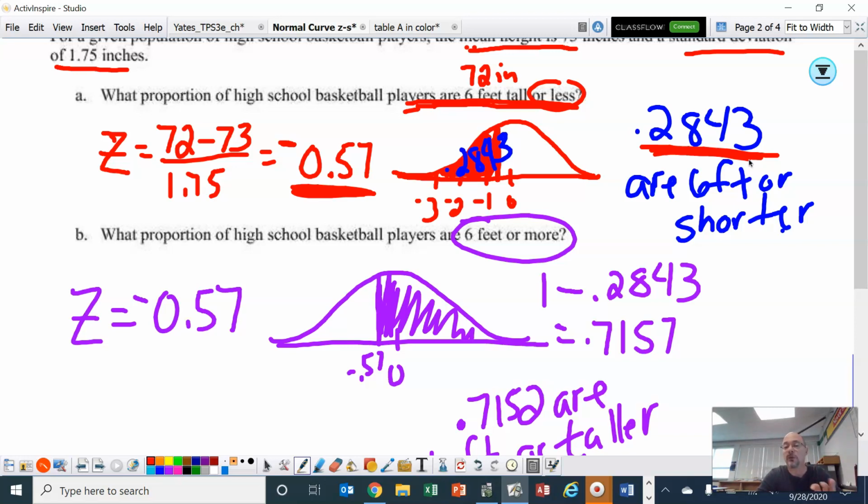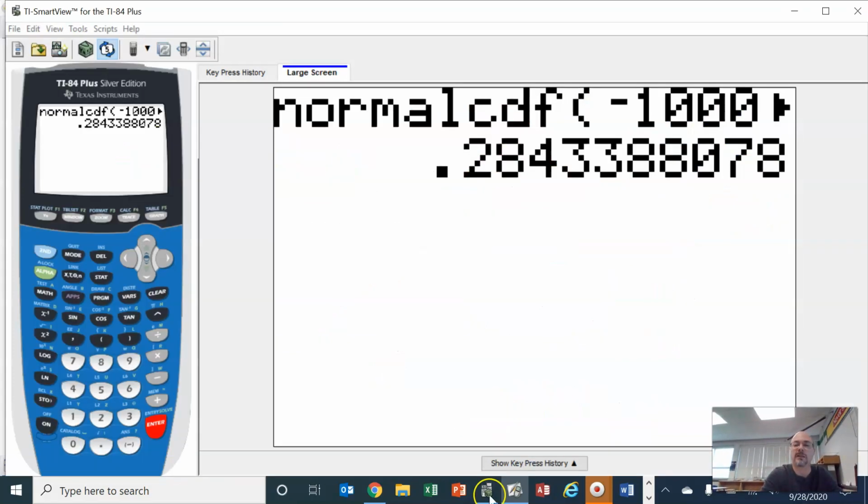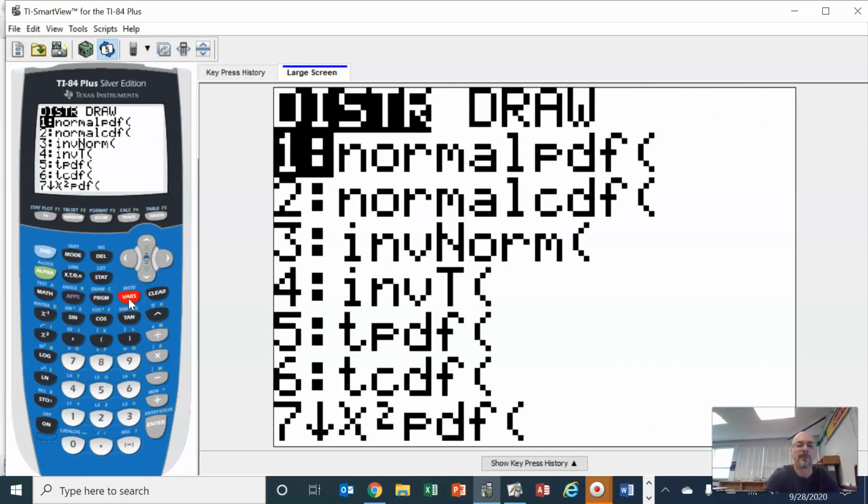And this way, you don't need to worry about having to ever subtract from 1 like we do with the purple one. Let me demonstrate. So with the purple one, ladies and gentlemen, the negative 0.57, that is your low Z value. Okay, so let's go back to the calculator. I'm going to start that again. I'm going to go second VARS. I'm going to pick number 2.